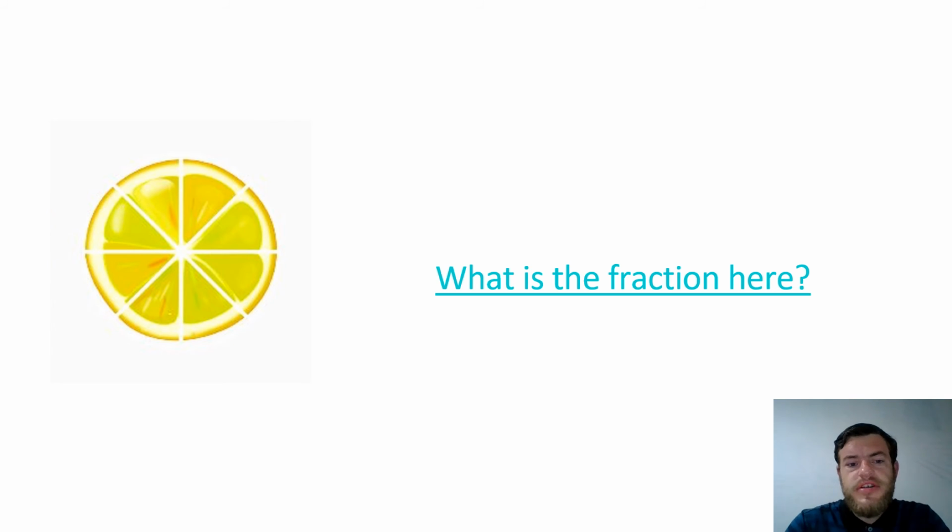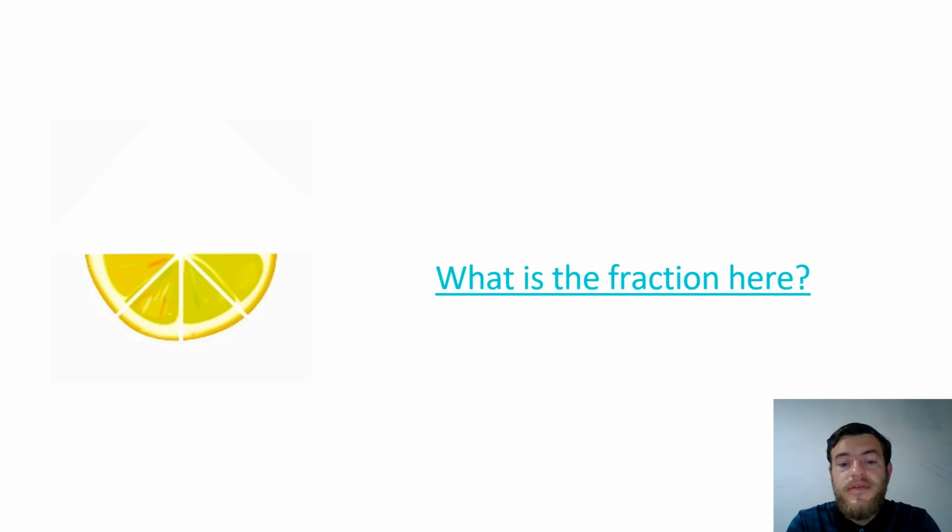The following picture that we have here is a lemon, which is sliced up in 8 equal parts. Let's look at what the fraction is. If we take 2 away, it will be 6/8. If we take another 2 away, it will be 4/8, as shown on the screen.